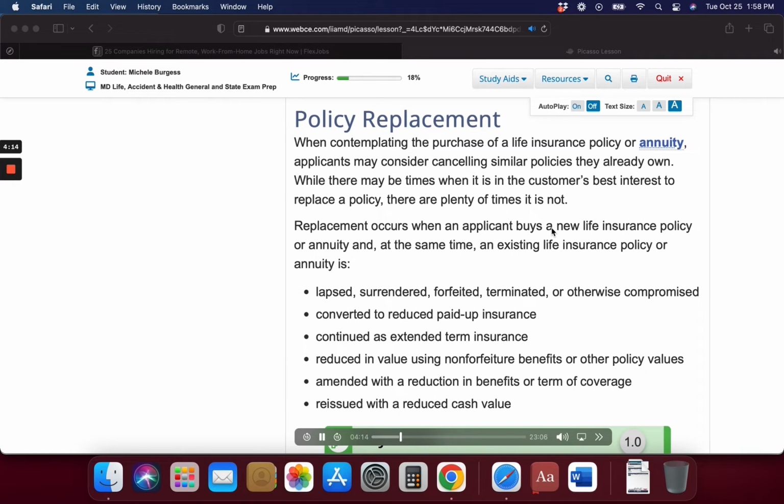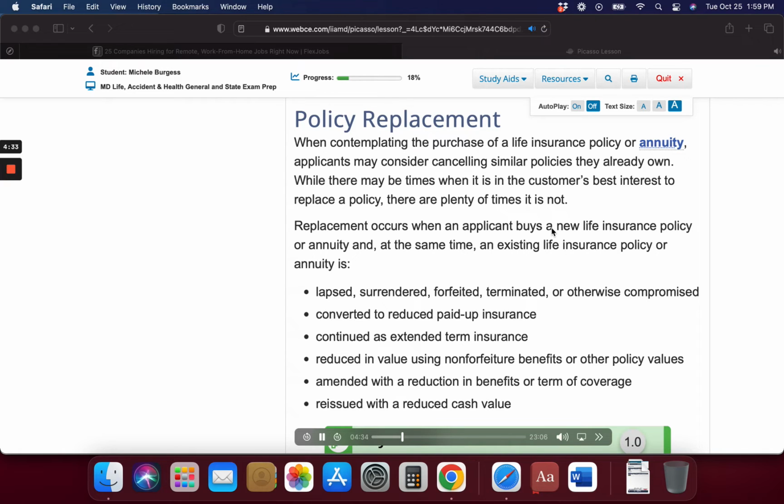All states require the producer and insurer to act only in the best interests of the applicant. Both the producer and the applicant must sign a form indicating that the required disclosures have been made and that the applicant understands the consequences of the replacement. Copies of all forms used in the transaction must be left with the applicant.